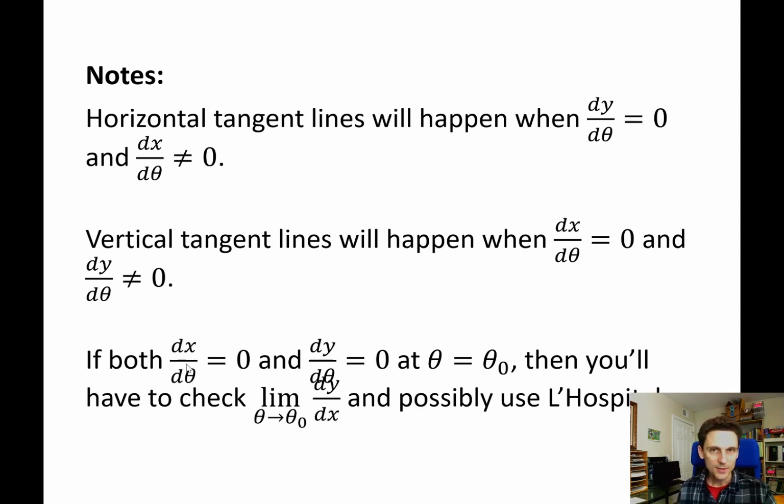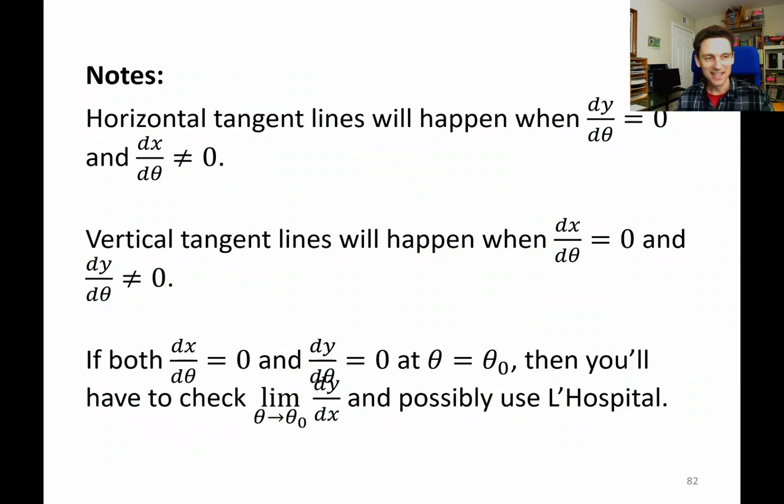And if both the top and the bottom are equal to 0 at that theta value, so if both dx d theta and dy d theta are equal to 0, then you might have to check the limit as theta approaches that theta value of dy over dx, and possibly use L'Hopital's rule here because you're going to get a 0 over 0 case, or possibly try to cancel factors and simplify. Most likely it's going to involve L'Hopital though.